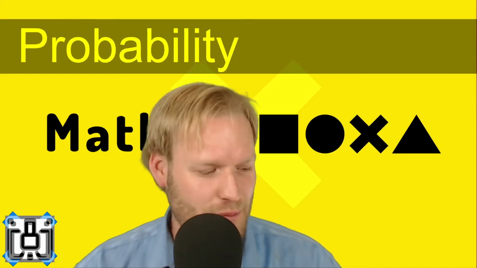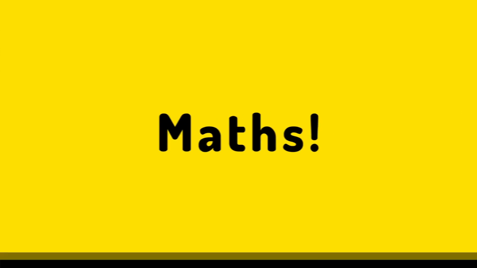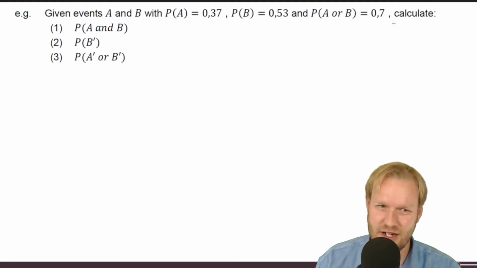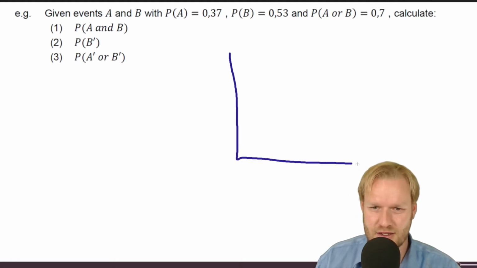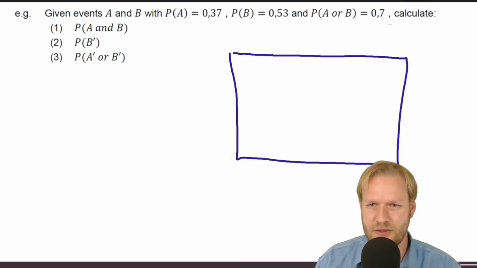Okay, another problem, some more fun, some more making it maths. For this one, we're given events A and B, and the probability of A, the probability of B. Now, again, let's draw ourselves a nice Venn diagram here. A or B has 0,7.